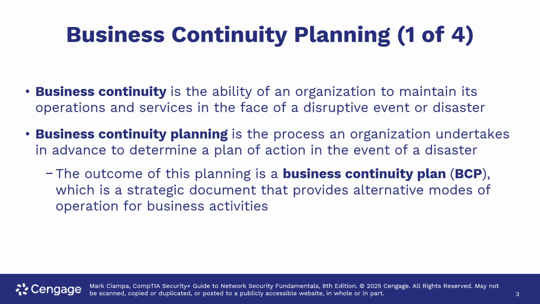So business continuity has in its back pocket business continuity planning. And that's the process an organization undertakes in advance to determine a plan of action in the event of a disaster. So you're going to have a meeting and plan and write out a series of steps that you would take. The outcome of this planning is a business continuity plan, or BCP. A strategic document that provides alternative modes of operation for business activities, and you should have several contingencies in there. Maybe you can't get the power back on. Do you have a backup generator? Things like that. Do you have an alternate site? We'll talk about those things.